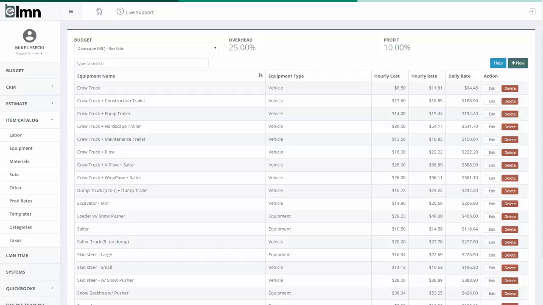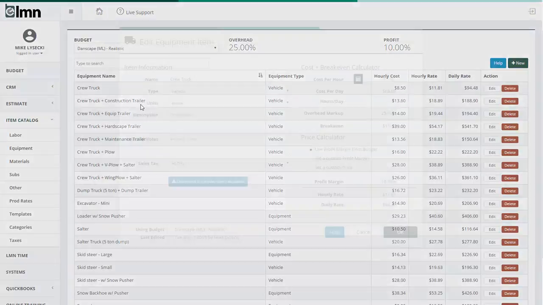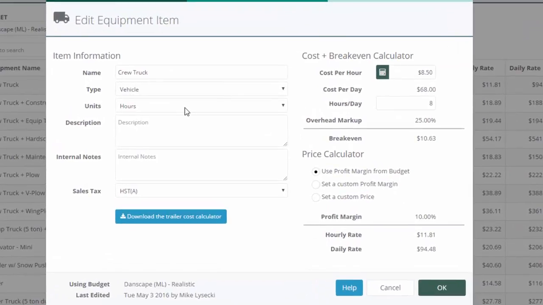Let's go back to our equipment catalog now, and let's start with the truck. Up here, I've got an example of a crew truck that I've created. It's just a crew truck. I don't want to include the plow, the salter, or anything in this. Even if you buy them as a unit, what we need you to do here is separate the purchase price of the truck and the purchase price for the plow and salter, even if you bought them combined. Do your best to logically split what each one is worth.